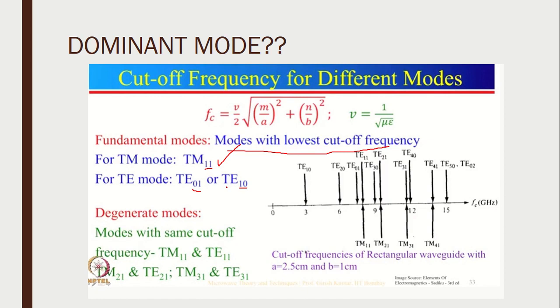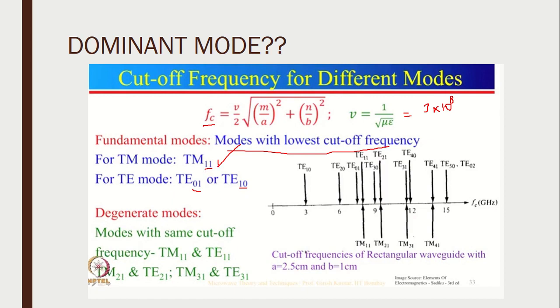This can also be verified by substituting in the cutoff frequency formula. So this is the formula for cutoff frequency. This has to be known by us. V is nothing but 1 by root of mu epsilon. This is nothing but the velocity of light, which will be around 3 into 10 to the power of 8. And m and n are the mode numbers. So here 1 means m is 1, n is 1. a and b represent the dimensions of the waveguide. Here we have taken a to be 2.5 and b to be 1 centimeter.